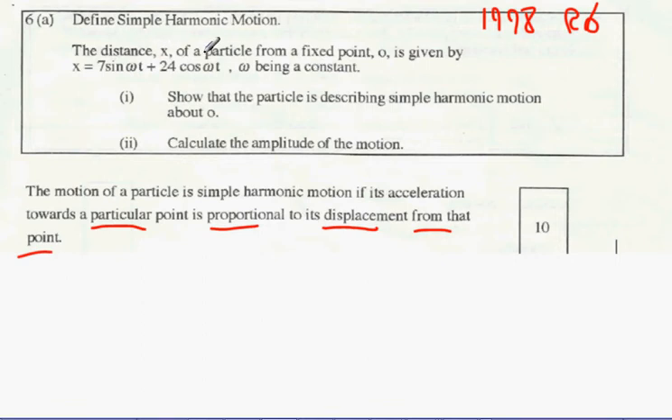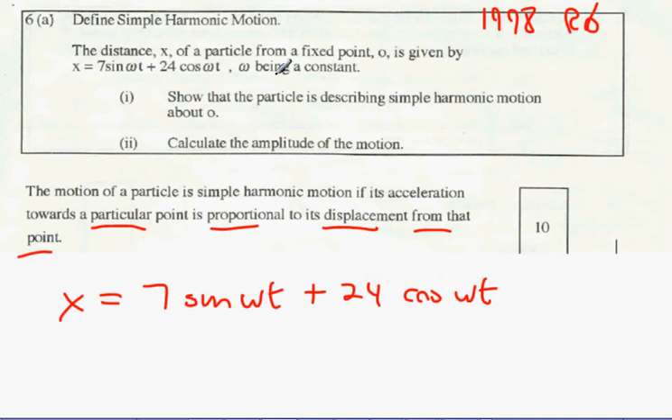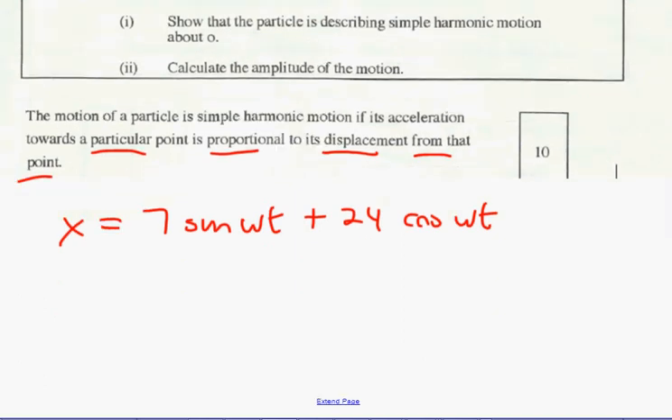The distance x of a particle from a fixed point O is given by the formula x equals 7 sine omega t plus 24 cos omega t, where omega is a constant. Show that the particle is describing simple harmonic motion about O. Well, what we have to do is differentiate twice, because if x is distance, the first derivative is velocity, and the second derivative therefore will be acceleration.